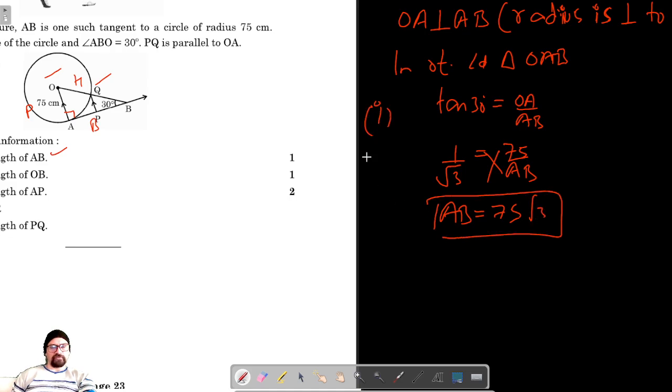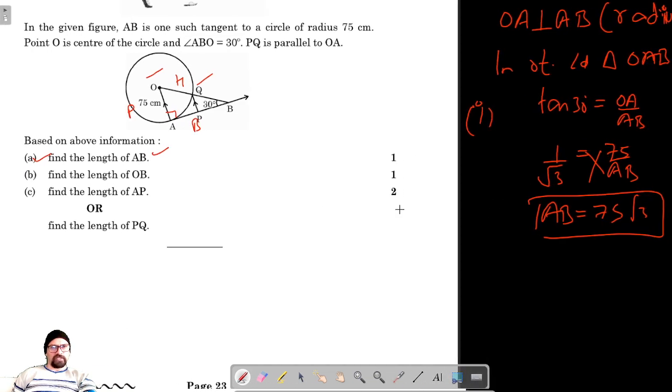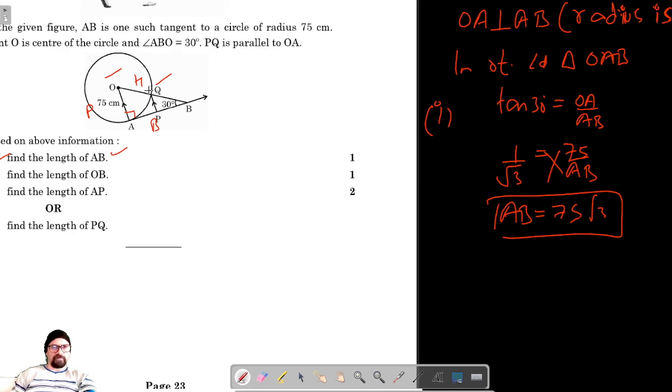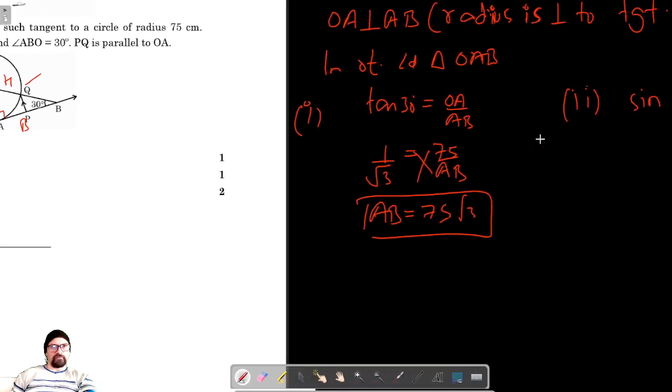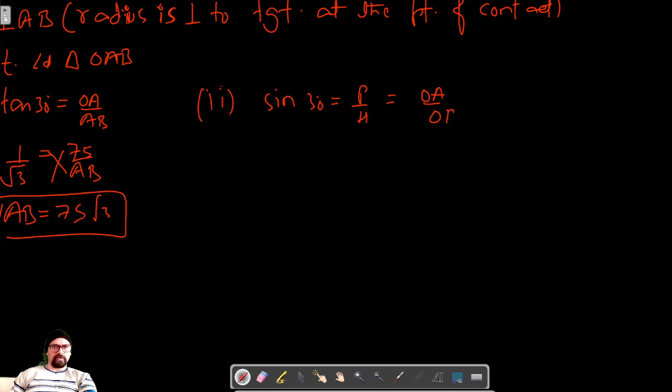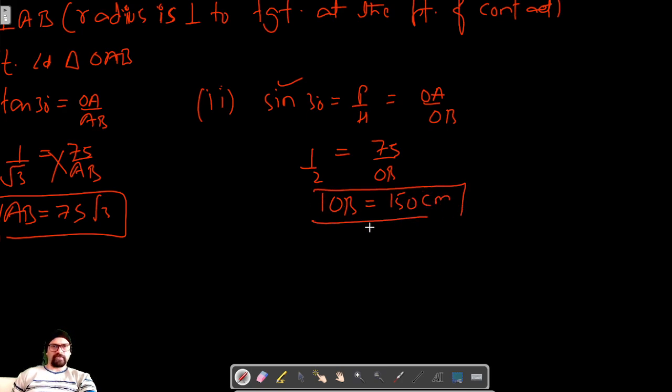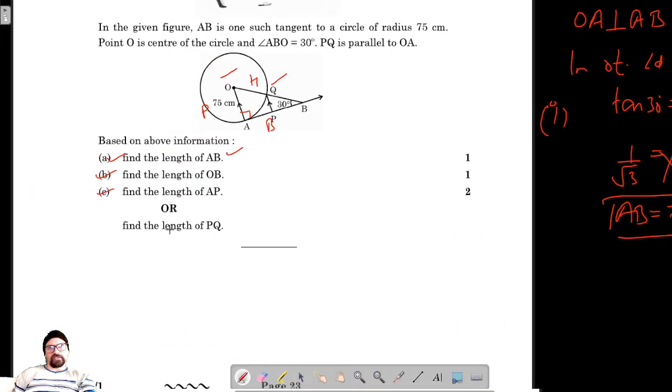So this is the first one. Let's move on to the second one. We have to find the length of OB. OB is in the same triangle, but it's the hypotenuse. We know the perpendicular and the hypotenuse, so let's use the ratio sine. Sine 30 is equal to P by H, and the perpendicular here is OA, so OA by OB. Sine 30 is half, so this gives us 75 by OB is half. So OB is equal to 75 into 2, which is 150 centimeter. So we are done with the first two, and now we have to find the length of AP.